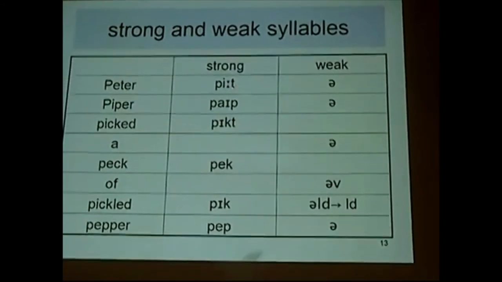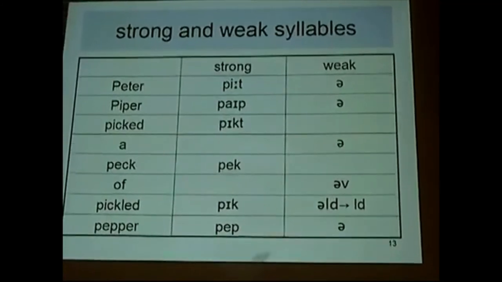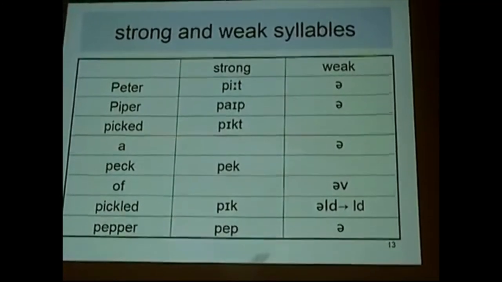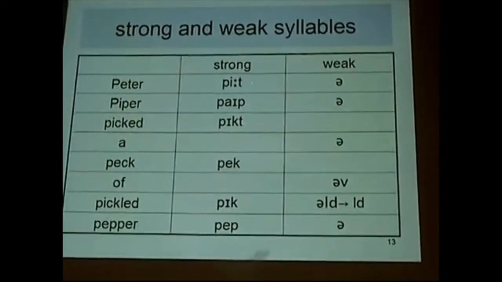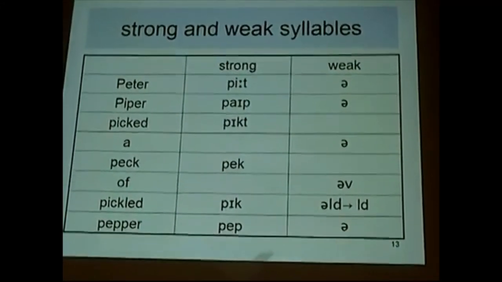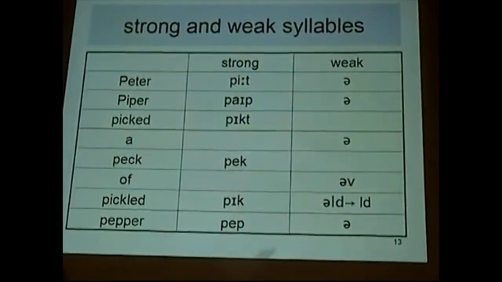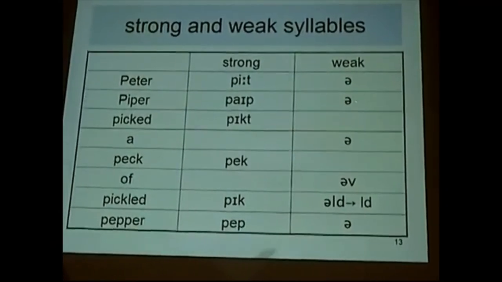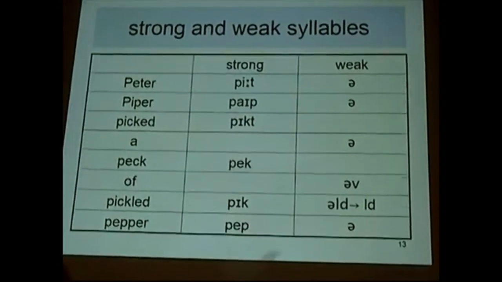You notice I put the T at the end of the syllable and not at the beginning of the next syllable. English does that. The T is in the strong syllable, Pete. Peter. Piper has the same kind of structure. The second syllable, again, is just the vowel schwa, Piper.